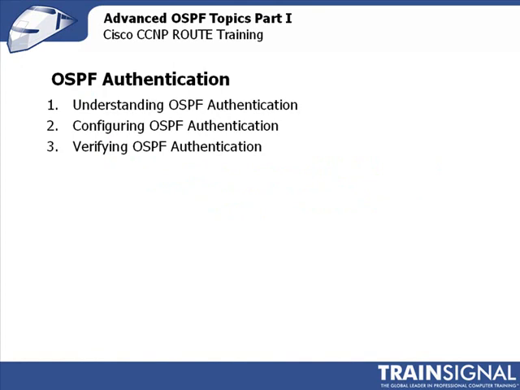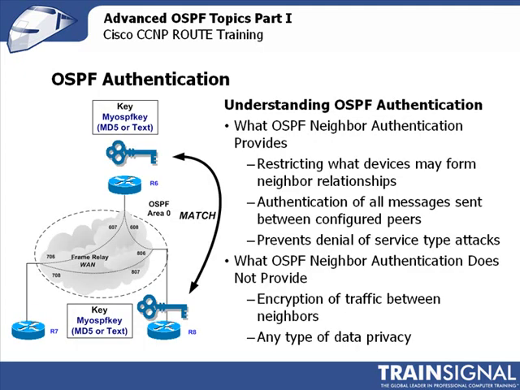First, we're going to get a good understanding of what OSPF authentication is, and what it does not do. We're going to look at what it takes to configure OSPF authentication. And then we're going to finally verify that OSPF neighbor authentication has been enacted correctly. So first, let's understand what OSPF authentication provides or does. The first thing it does is restrict what devices may form neighbor relationships.